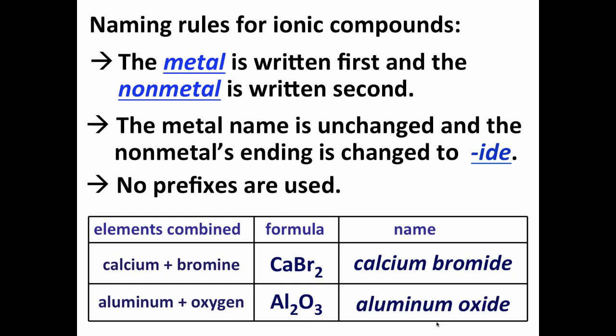And then the name is aluminum oxide. Aluminum, the metal, is written first. Oxygen, the nonmetal, is written second, but oxygen changes to oxide for naming purposes.